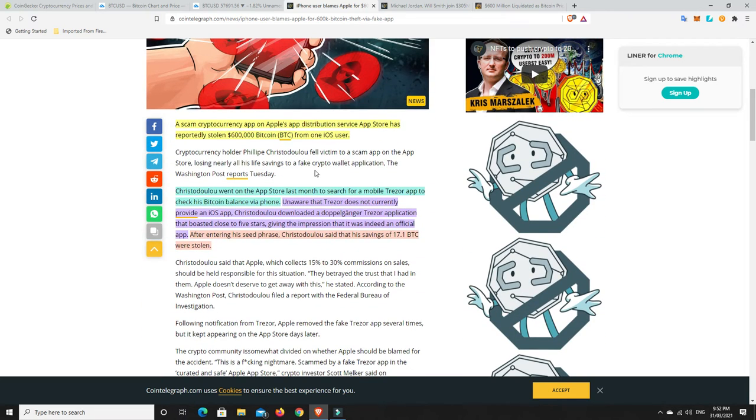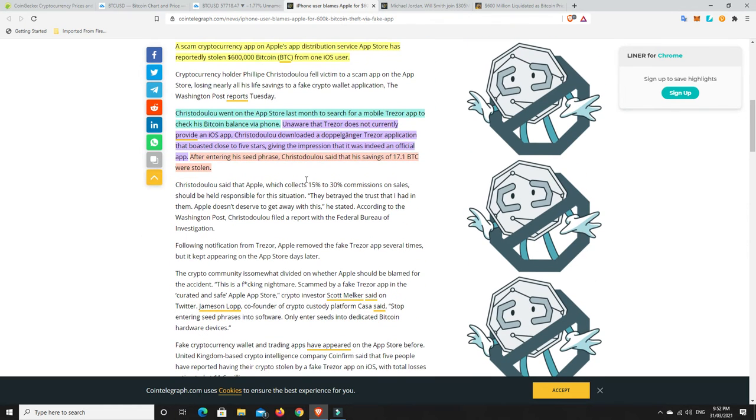A scam cryptocurrency app on Apple's app distribution service, Apple Store, has reportedly stolen over $500,000 in Bitcoin from one iOS user. That is horrible. That'd be hard to take. Christo DeLau went on the App Store last month to search for a mobile Trezor app to check his Bitcoin balance via phone. Unaware that the Trezor does not currently provide an iOS app, Christo DeLau downloaded a doppelganger Trezor application that boasted close to 5 stars, giving the impression that it was indeed an official app. After entering his seed phrase, Christo DeLau said that his savings of 17 Bitcoin were stolen.